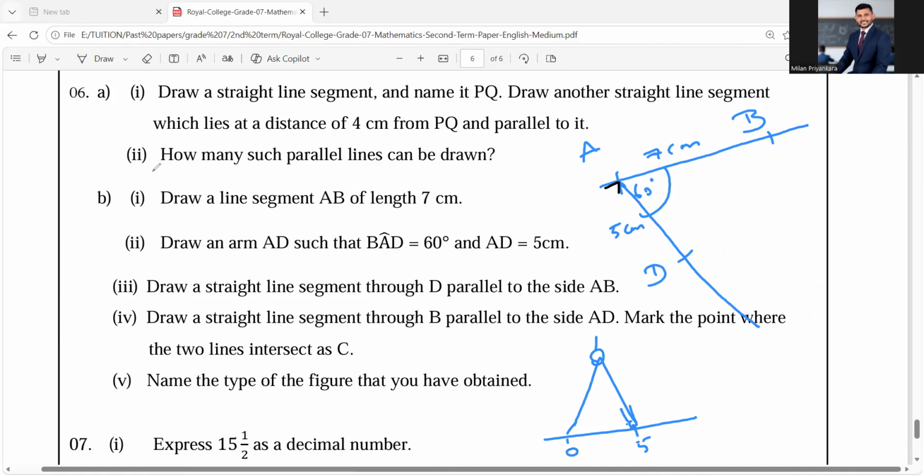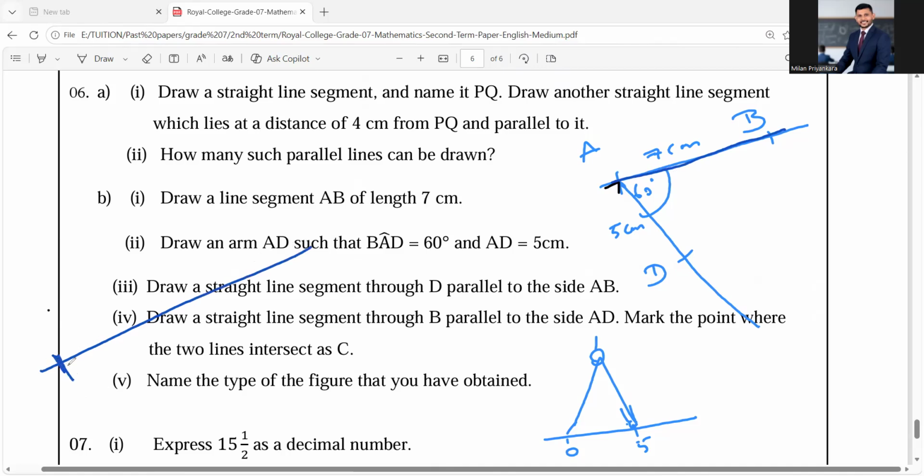And do you know how to draw the 60-degree angle? If you don't know, I will tell you, right? You just draw this line. First you draw this line. And after that, I'll tell you how to draw that 60-degree angle, right? You just draw a line like this.